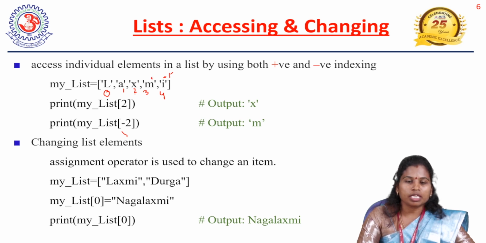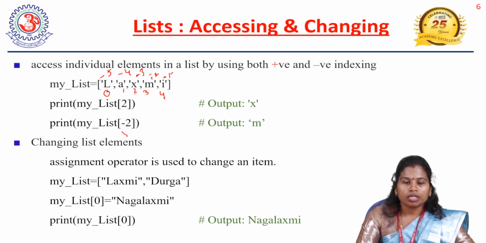Next, M is at -2, X is at -3, A is at -4, L is at -5. These are the positive and negative indexing values of a list. Now we are applying the indexing concept here.